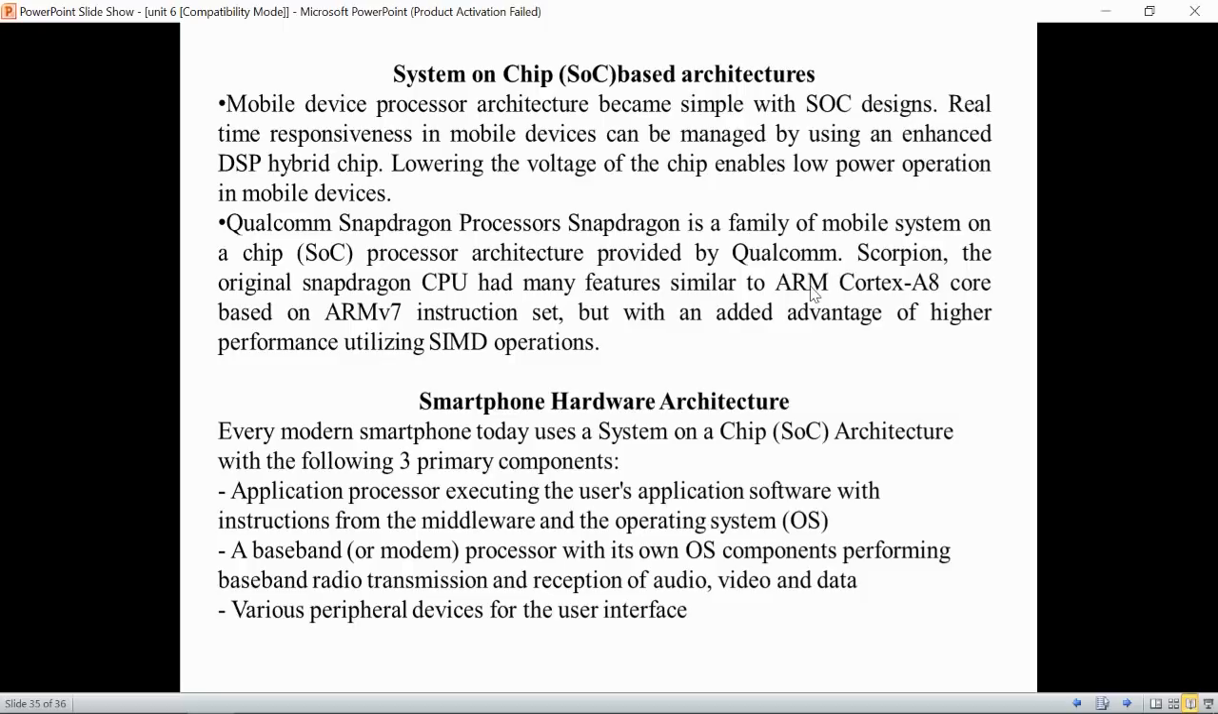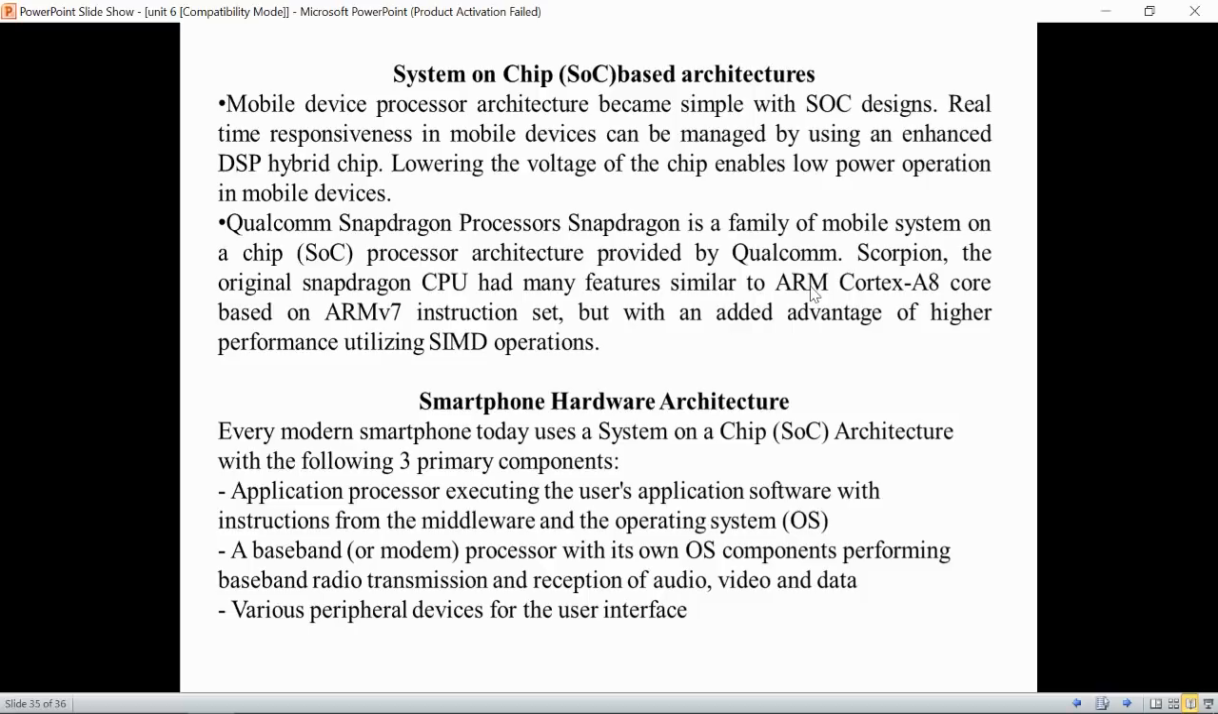You don't have anything separate to make calls. So everything is done on a single chip. Everything is executed on a single chip. That is why these are known as SoC devices, system on a chip. Everything whatsoever you require is on a single chip.